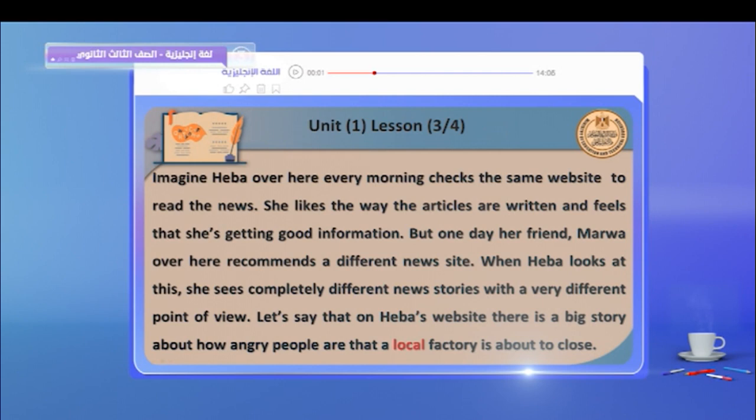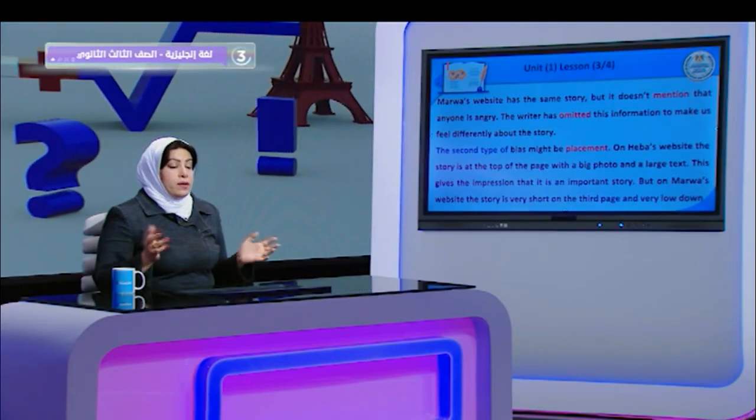Let's say that on Heba's website, there's a big story about how angry people are that a local factory is about to close. Okay? يبقى الناس غضبانة في القصة اللي بيقروها أو بتقراها هبة. الناس people are angry أو الناس غضبانة عشان في local factory. When I say the word local, it means in their own area, in the same country, or in the same city. يعني حاجة محلية. مصنع محلي هيقفل والناس زعلانة إنه هيقفل.